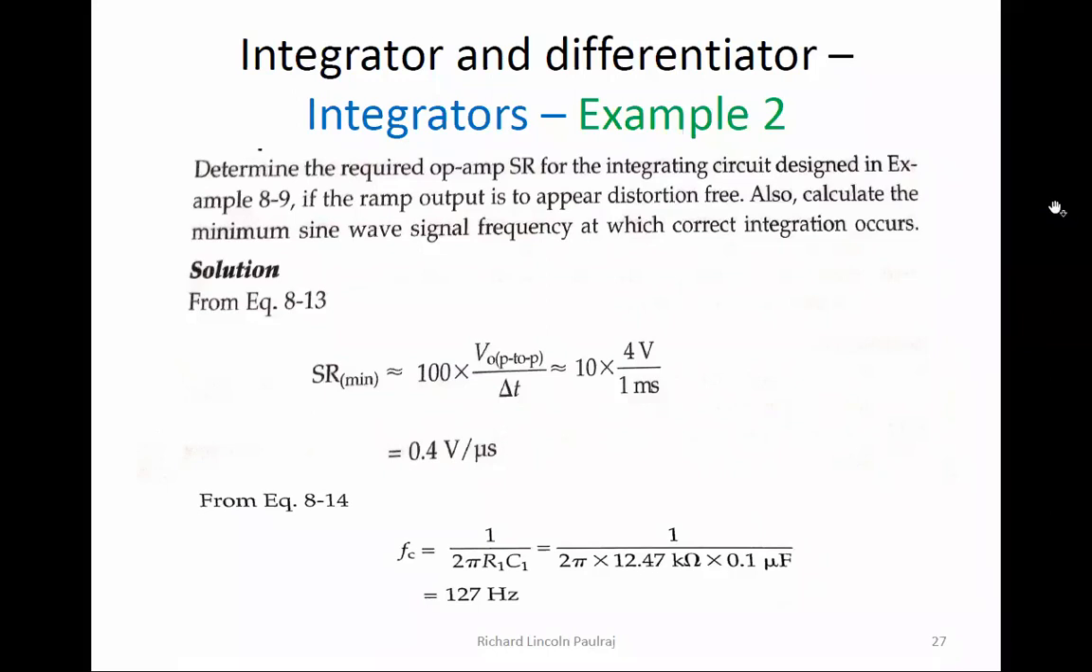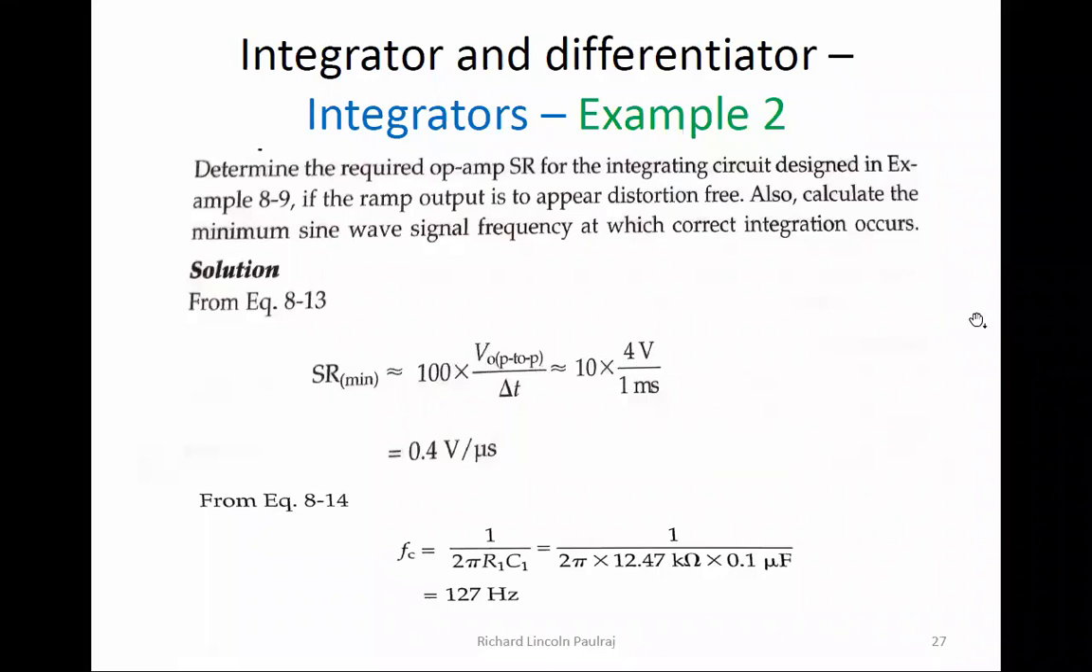If the ramp output is to appear distortion free, if I want this output to be without any distortions, if it has to be perfect, how much is the slew rate that is needed? So the minimum slew rate, what is the slope that it needs to have, and also calculate the minimum sine wave signal frequency. They're asking the frequency at which it needs to be operated. So we're going to use this formula, 100 into output peak to peak divided by delta T.